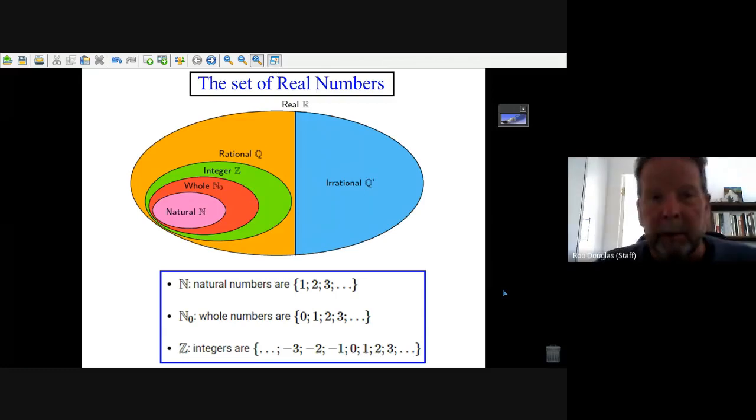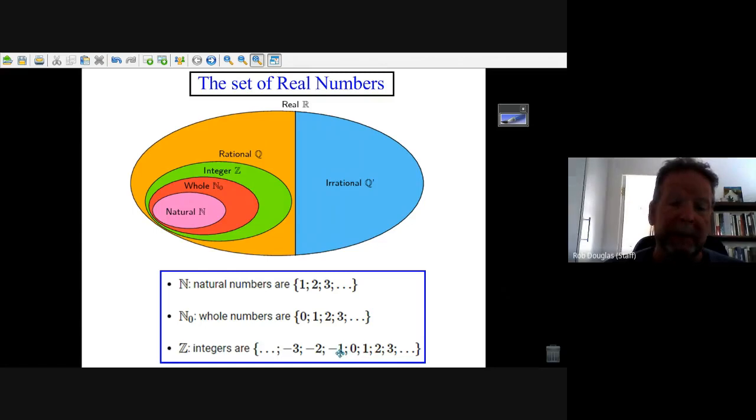Okay, today we're going to look at a set of real numbers. Real numbers are basically all the numbers you've ever worked with in math. The natural numbers are the counting numbers, 1, 2, 3, 4, on into infinity. The whole numbers are the natural numbers plus 0. And the integers are all the counting numbers, but including 0 and negative counting numbers like -1, -2, -3.